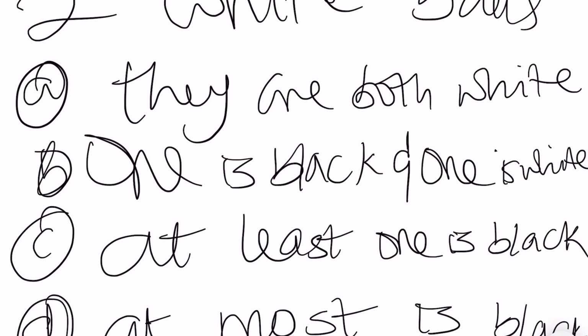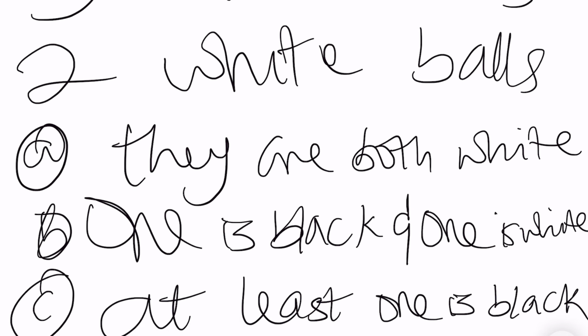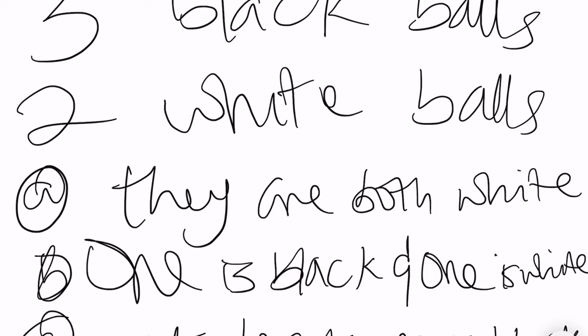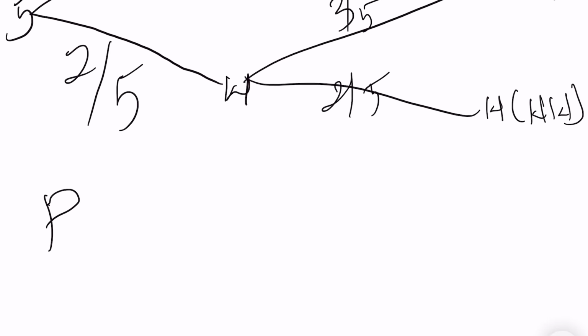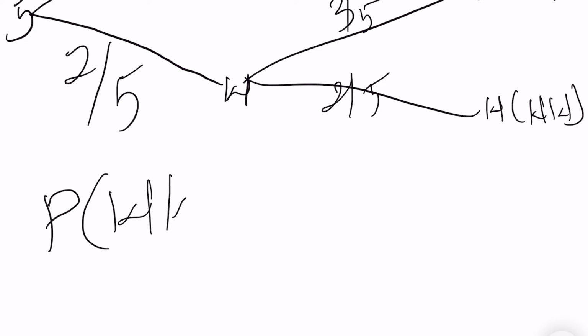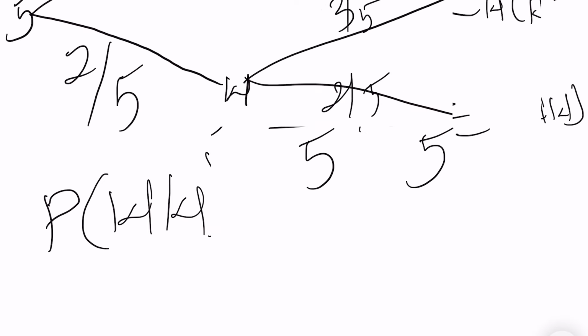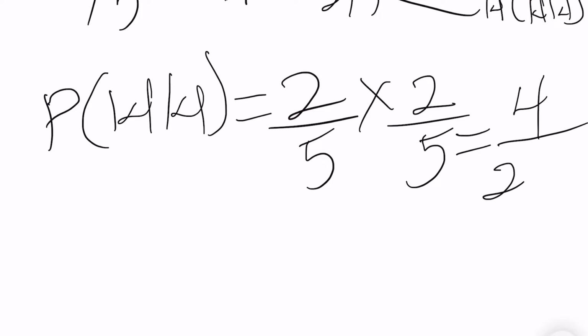Now, for the first one, which says they are both white balls. The probability of them being both white balls will now be 2/5 times 2/5. This will now be 4/25. So we have it to be 4/25.